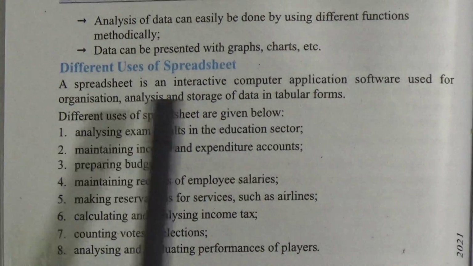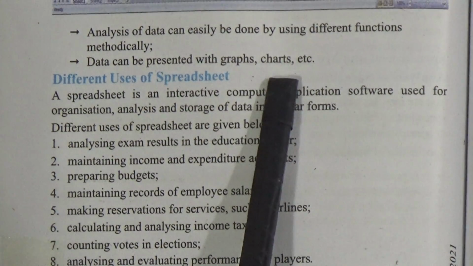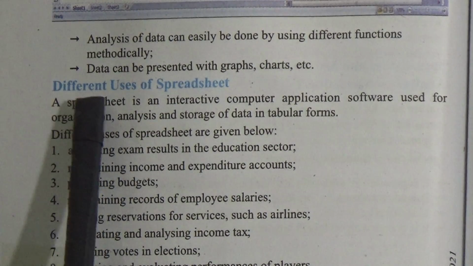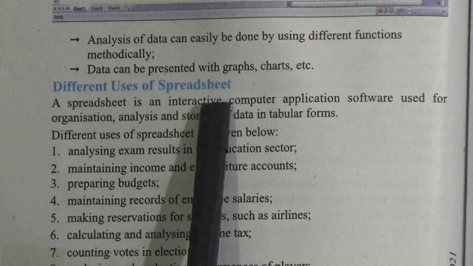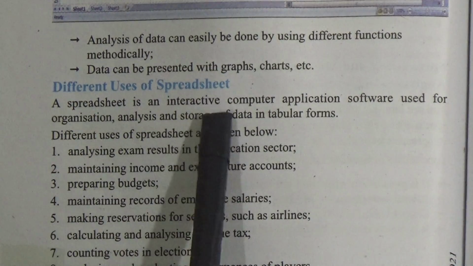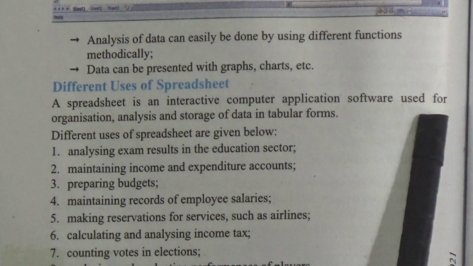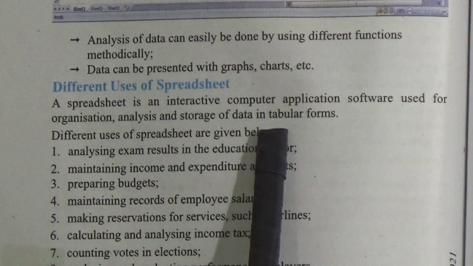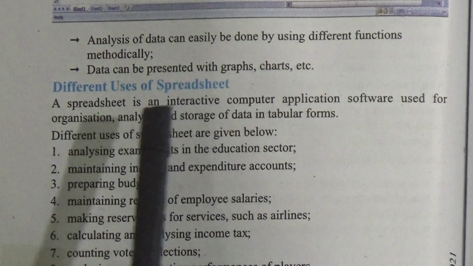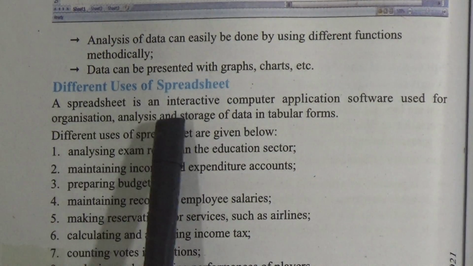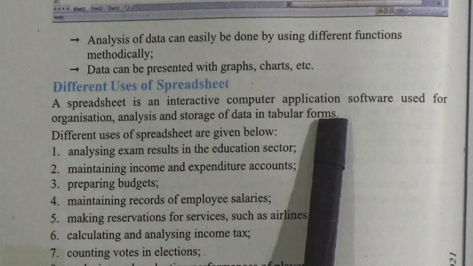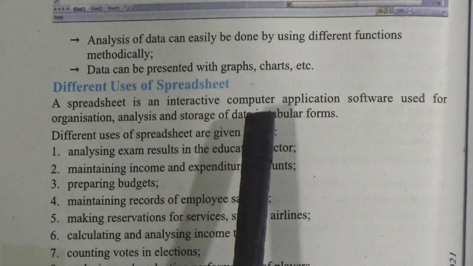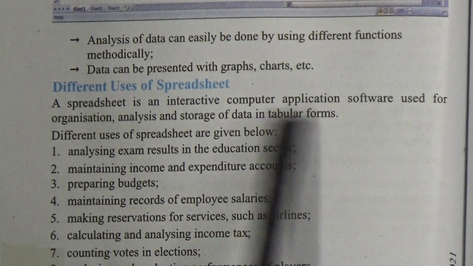Students, you have done reading the earlier pages of chapter 4. Today we will elaborately discuss different uses of spreadsheet. A spreadsheet is an interactive computer application software used for organization, analysis and storage of data in tabular forms. So what is a spreadsheet? A spreadsheet is an interactive computer application software used for organization, analysis and storage of data in tabular forms.